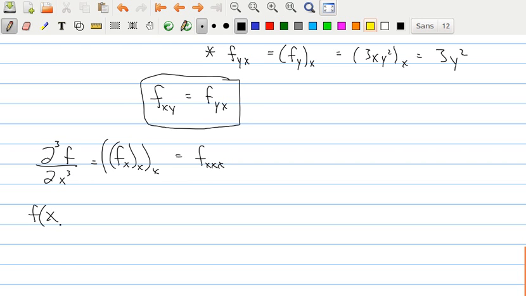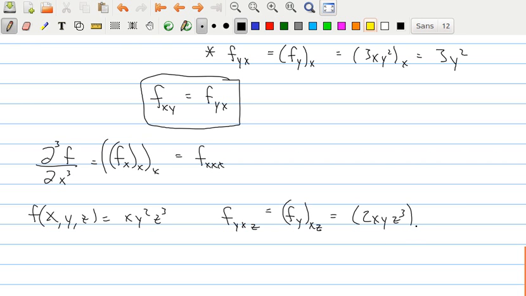Let's say we have f of xyz equals x y squared z cubed, and we want to know fyxz. So this says take the partial of f with respect to y, and then take its partial with respect to x and then z. So the partial of f with respect to y is 2xyz cubed. Right? We treated x and z as constants and just did the y partial, which gave us 2y.